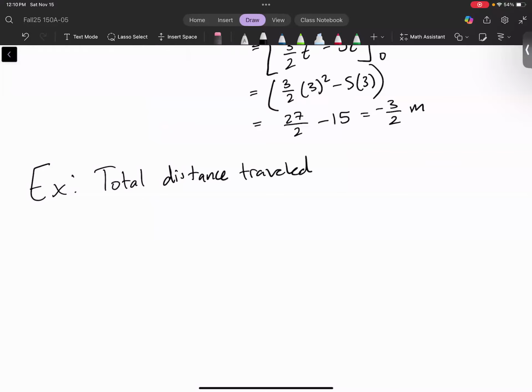We're going to do the same function. If you remember, I talked about this last time. With our velocity, we could be overlapping, going back and forth. So my total distance traveled is accumulating, but my displacement is not.